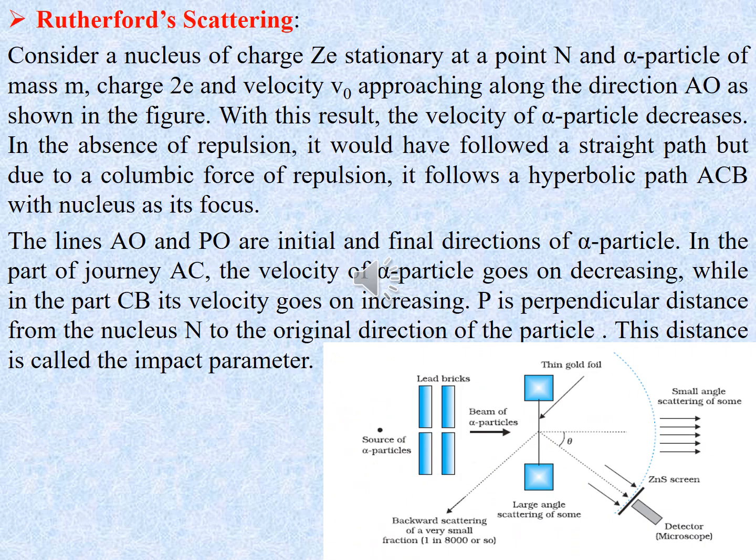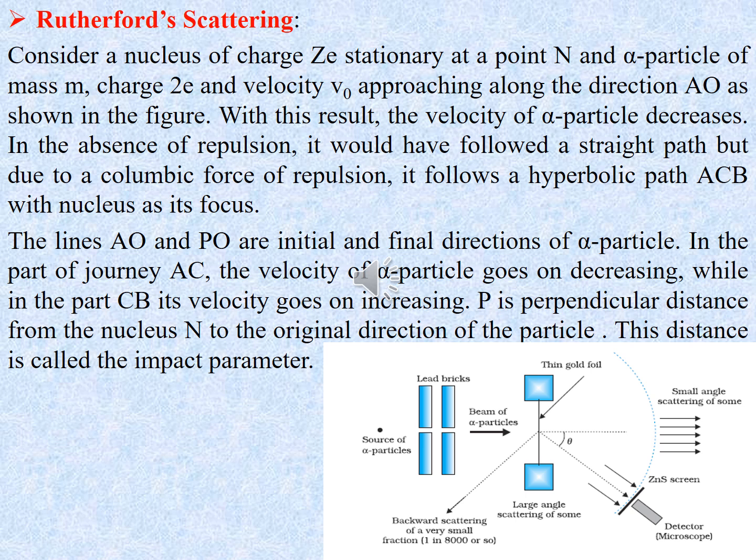Previously we discussed the different types of collisions in 1 dimension, 2 dimensions and 3 dimensions. By using collisions, Rutherford tried to explain the size of the nucleus by his alpha scattering method. Here we are discussing Rutherford scattering. Consider a nucleus of charge Ze at rest at a point, and alpha particles of mass m, charge 2e and velocity v0 approaching along the direction AO as shown in the figure.